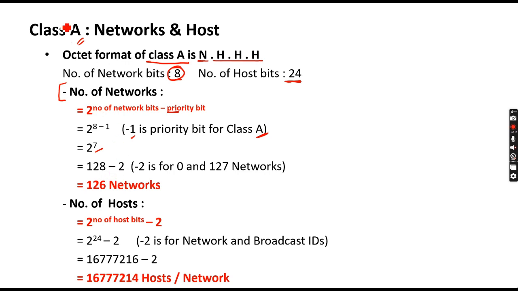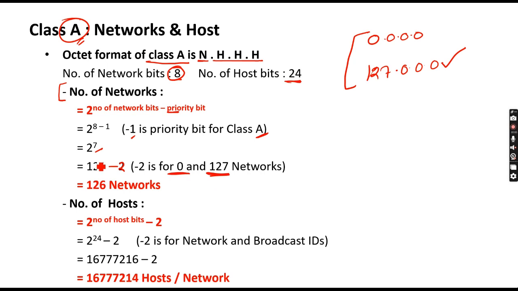In class A, the very first address 0.0.0.0 you cannot assign to any computer, and the 127.0.0.0 range is also reserved for some specific operations. It is basically reserved for TCP/IP operation testing, the loopback address. So these two addresses cannot be used. That's the main reason we are doing minus 2 here. Minus 2 is for the 0 and 127 ranges.